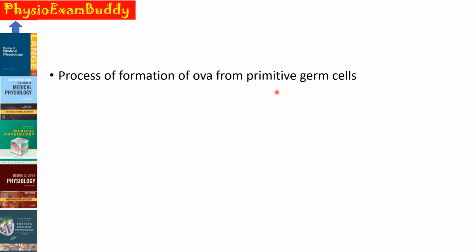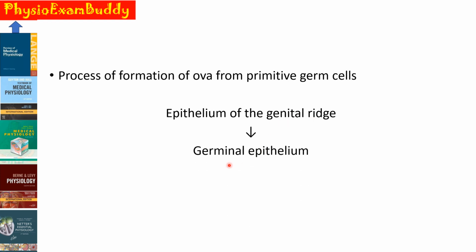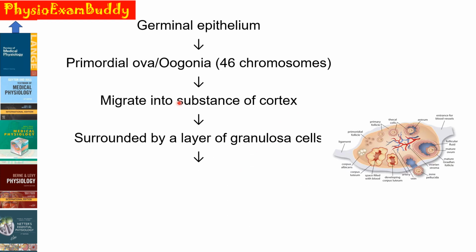All the primitive germ cells arise from a genital ridge. So the epithelium of the genital ridge is converted into germinal epithelium. And from the germinal epithelium arises the primordial ova or oogonia, which contains 46 chromosomes in a female. In the cut section of the ovary, there is an outer cortex as well as an inner medulla, and the outer cortex contains follicles containing the ova in different stages of development.